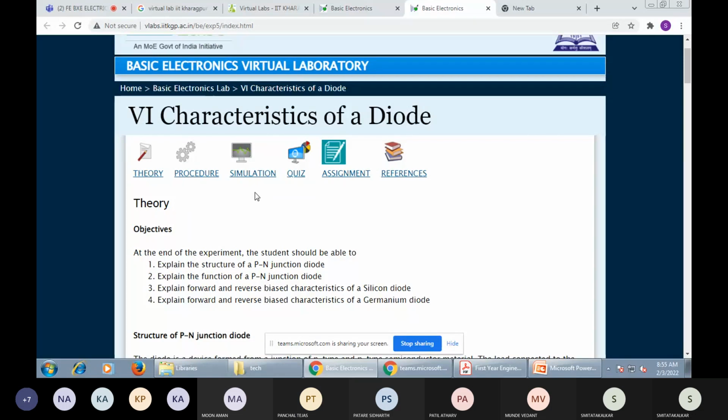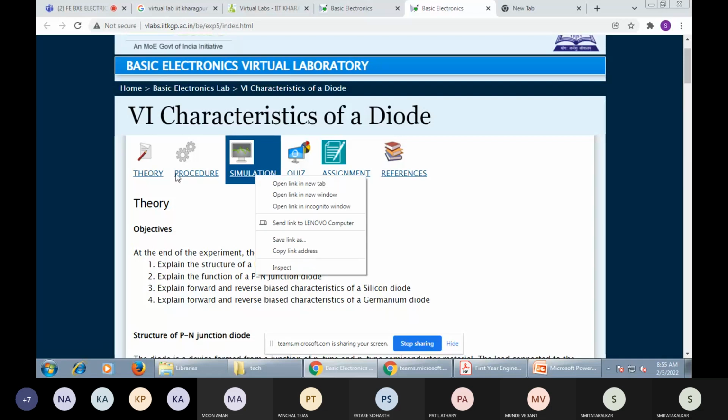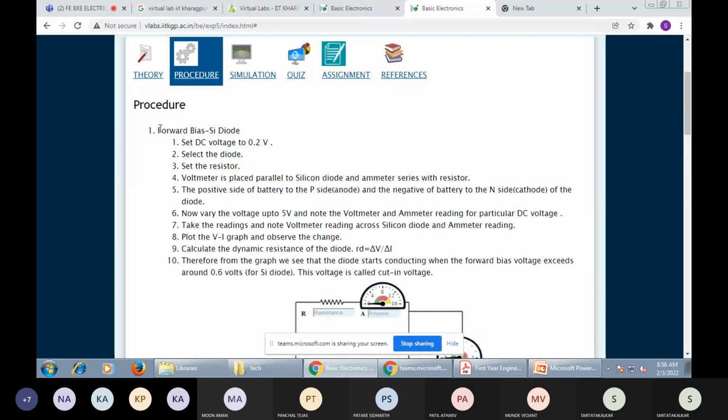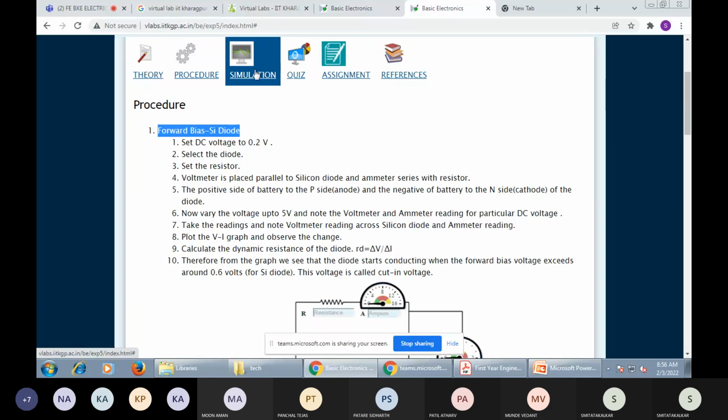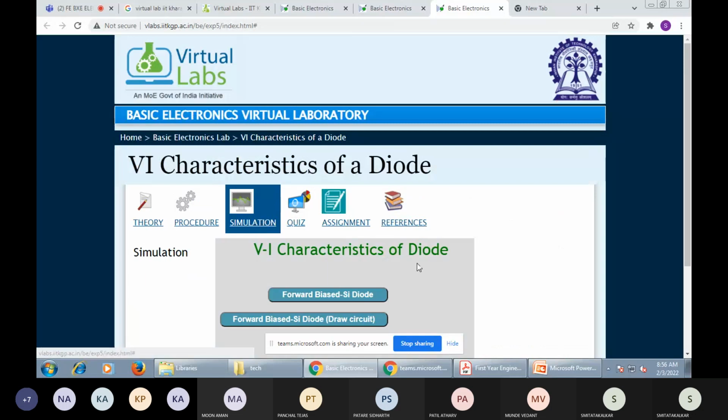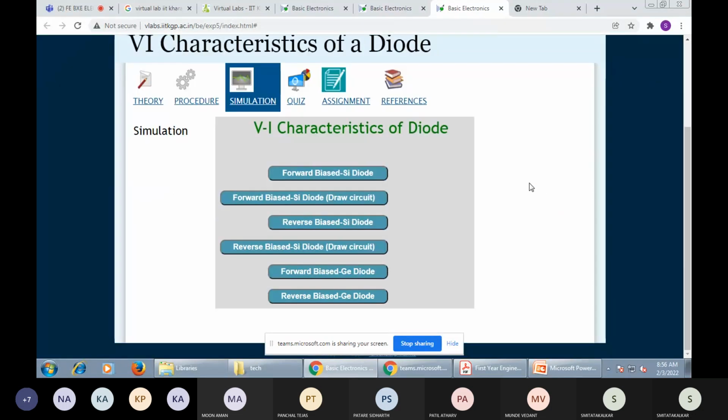Most of the working and construction you understand. That's why you write it down in your own words, then go through the simulation. Sorry, first the procedure. See the procedure in forward bias. How to simulate the PN junction diode and induce a simulation. At a time, we will learn the procedure and the simulation.